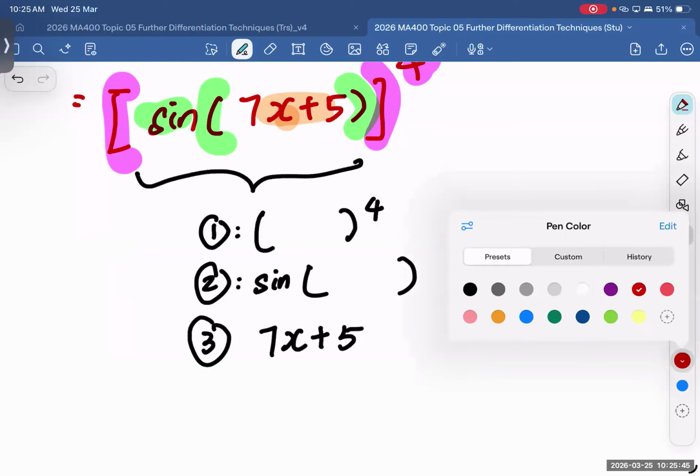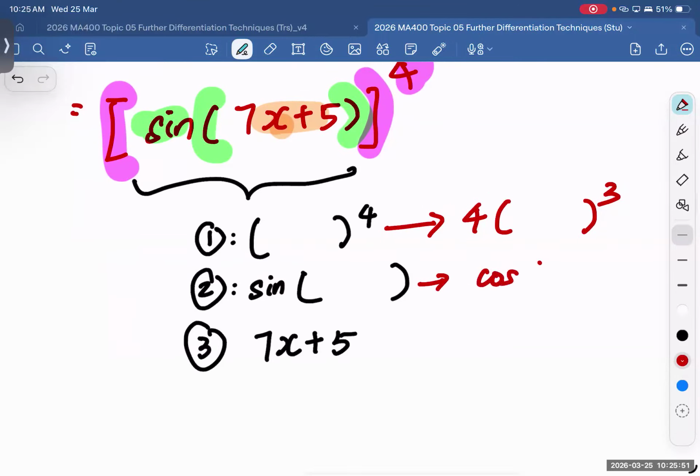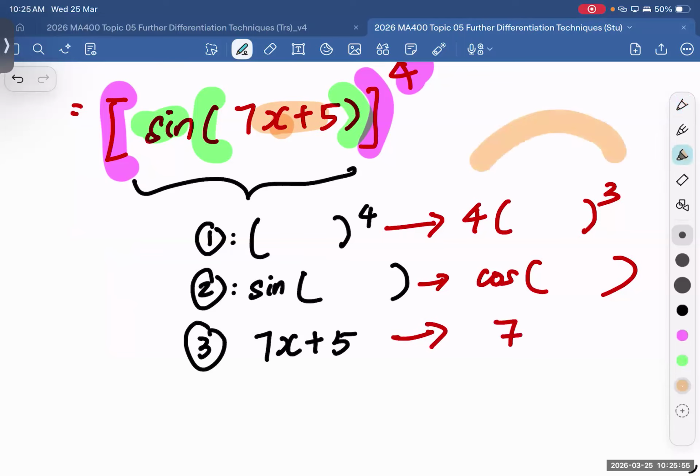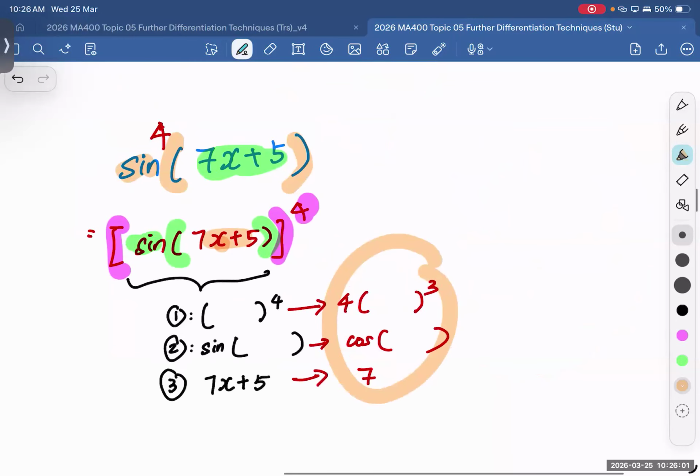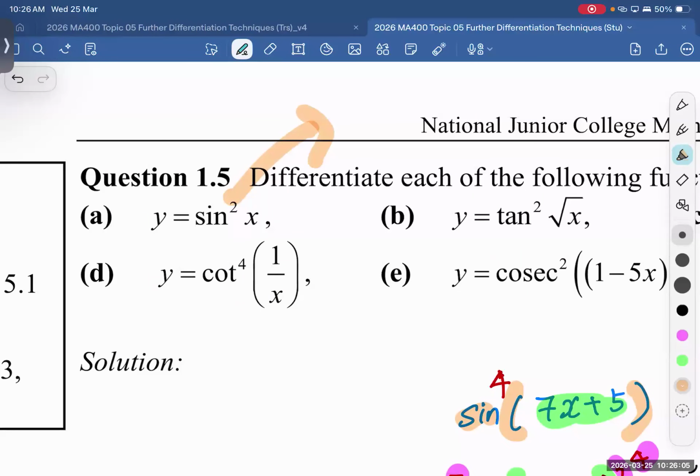When I differentiate layer 1, I get 4 something power 3. When I differentiate sine, I get cosine. When I differentiate 7x, I get 7. All you have to do is multiply all this together and you are done. I think this is very easy, and more than enough for you to solve 1.5a.